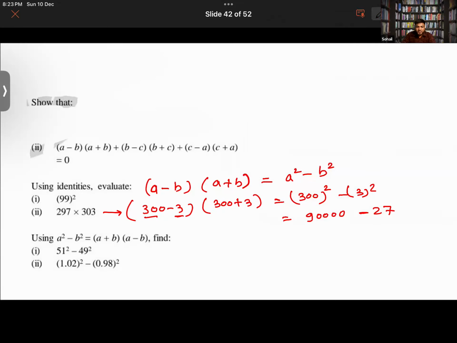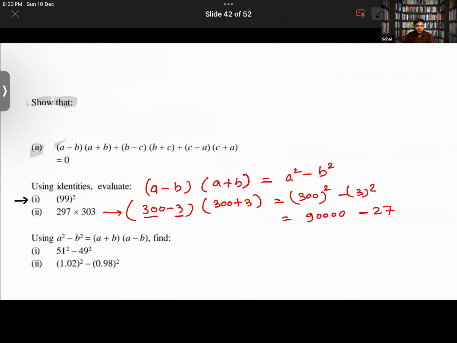Sir, for the first one, the answer is 12,000. How is it possible? You just think of this, Arhan. Is the square of 99 equal to the value you are saying? Obviously not. 12,000 cannot be the answer.